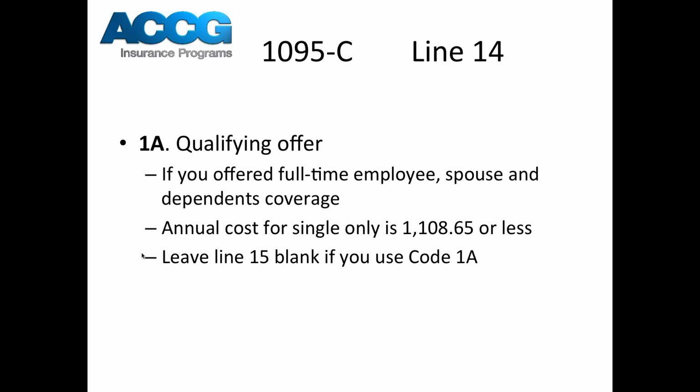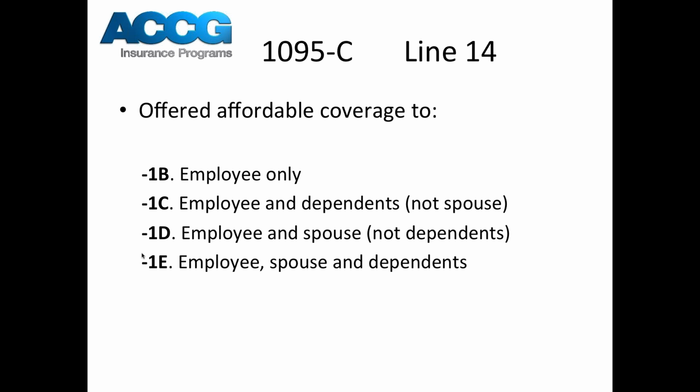So code 1A, qualifying offer, you can only use this if the annual cost for your cheapest single plan you offer this employee is $1,108.65 or less, which is $92.39 a month. So if your plan costs $93 a month, just forget about this code, and that's for your cheapest single plan you offer this employee. And you must have offered that coverage to the employee, spouse, and dependents, but we don't care what the extra cost was for the spouse and dependents.